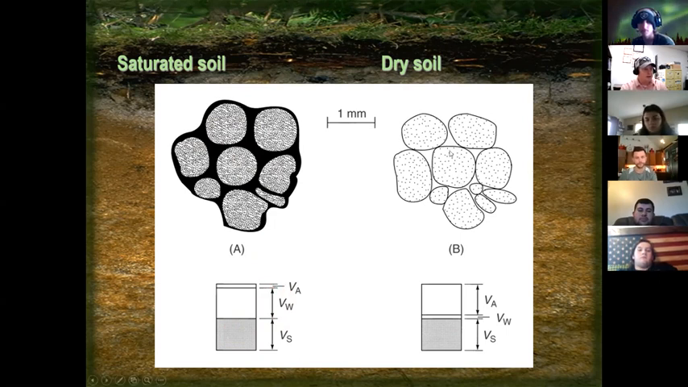On the flip side, if we let that water drain out, we've got the same 50% solids, but our water's gone almost to nil, and the rest of it's filled up with air. So you can kind of see how the air and the water just exchange with each other there. That's a dry versus a saturated soil. Saturated meaning practically all of the pores are occupied with water and not with air.